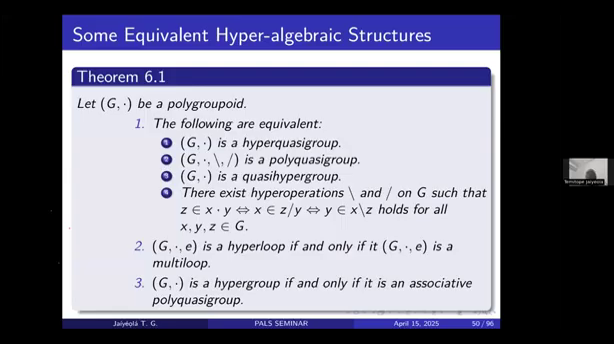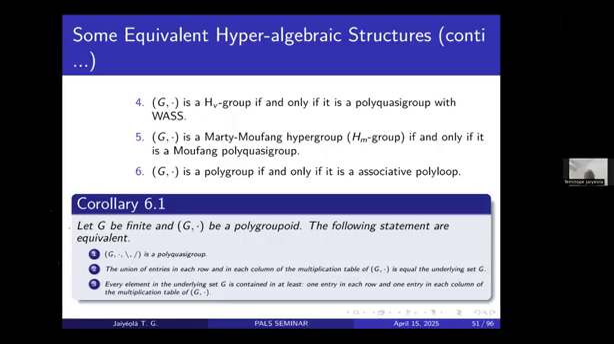So we now go into the equivalence of hyperalgebraic structures. If you can recall, I introduced some hyperalgebraic structures along the line: hyperquasigroup, polyquasigroup, and so on. So this theorem tells us which of those are equivalent amongst them. And this corollary 6.1 is a very important corollary.